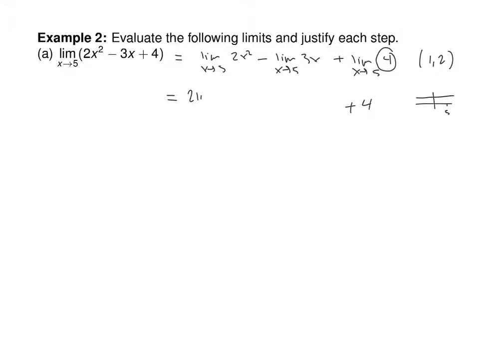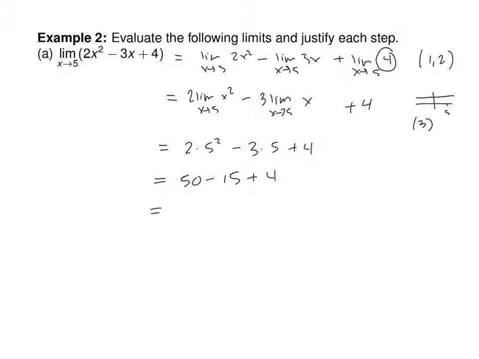So it's going to become 2 limit x goes to 5 of x squared minus 3 limit x goes to 5 of x. That was property number 3. And then it's just 2 times 5 squared minus 3 times 5 plus 4, or arithmetic, 50 minus 15 plus 4, which is what, 39? That second one was properties 8 and 9.